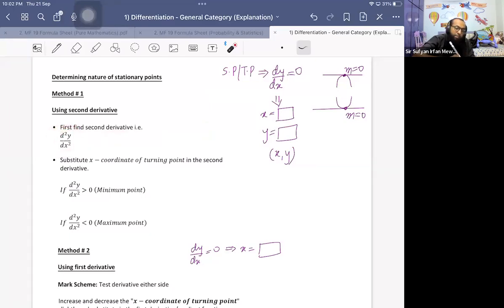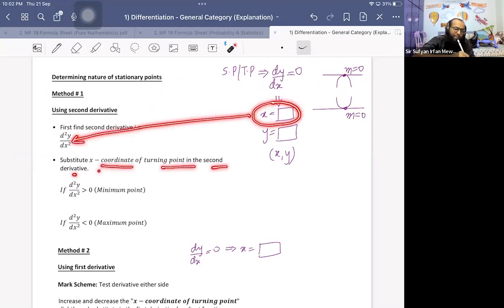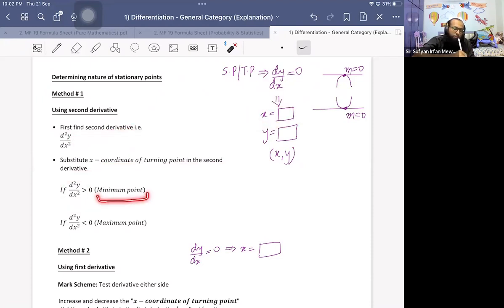Then this x coordinate of the turning point is substituted in the second derivative. So the second step: substitute the x coordinate of the turning point in the second derivative. If the second derivative is positive, then the given point is a minimum point. If the second derivative is negative, then the given point is a maximum point.